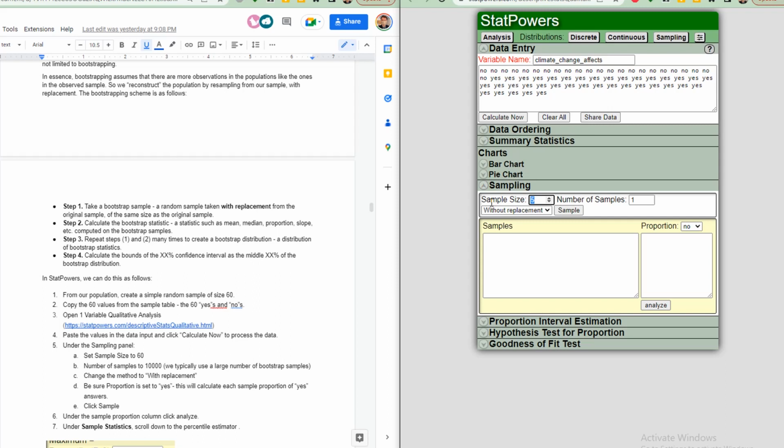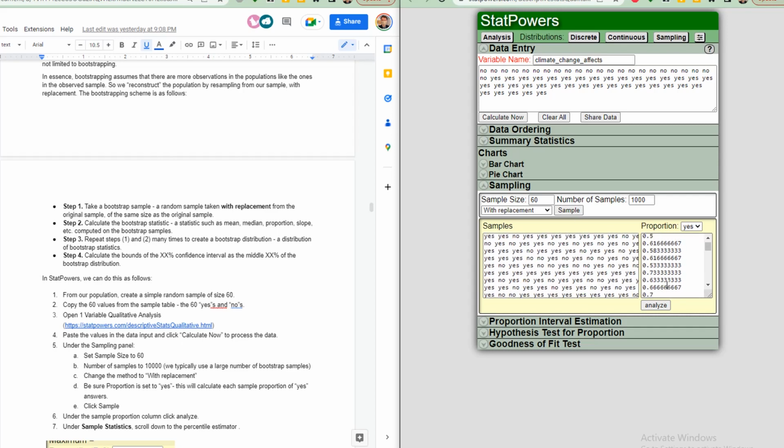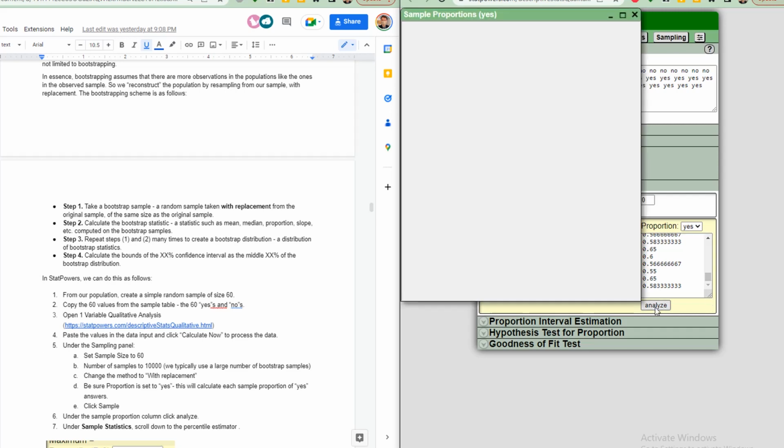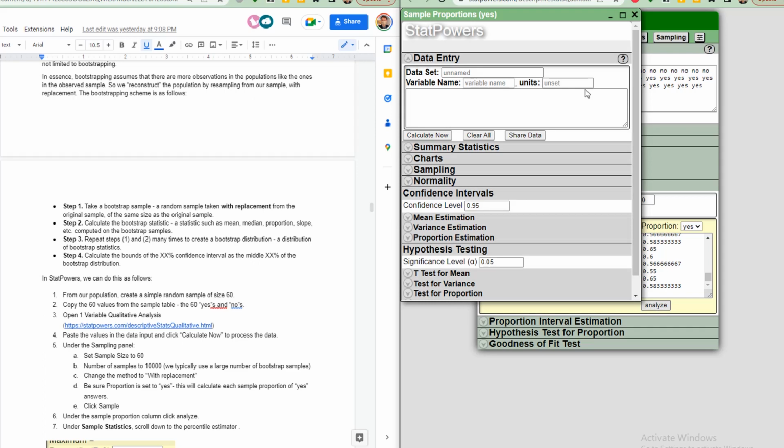Okay, so under sampling, I'm going to set the sample size to 60 and do 10,000 samples. 10,000 is a nice big number. With replacement, because I want to potentially get different values from here, I'm going to look at the proportion of yeses, and I'm going to click sample. It'll take a little bit of time, but it makes all these values. So I have all these proportions, and I'm going to analyze those proportions as a quantitative variable.